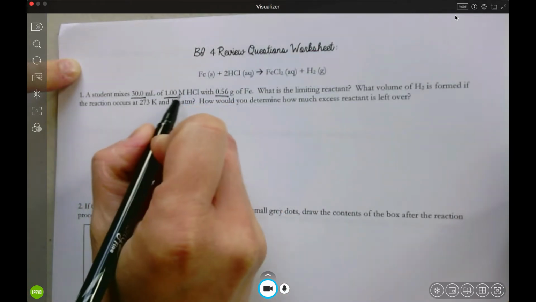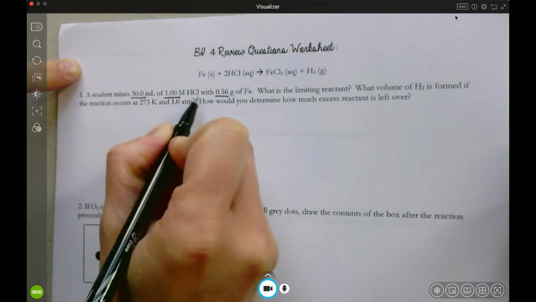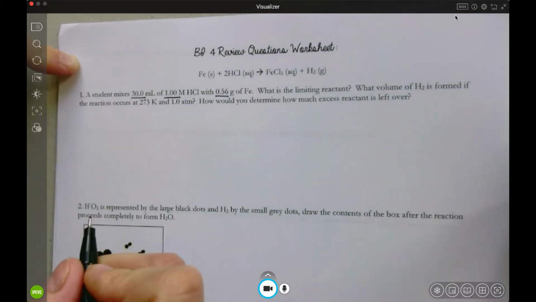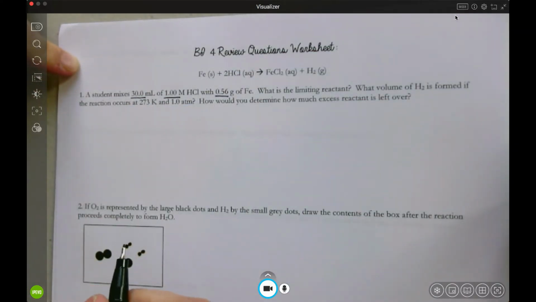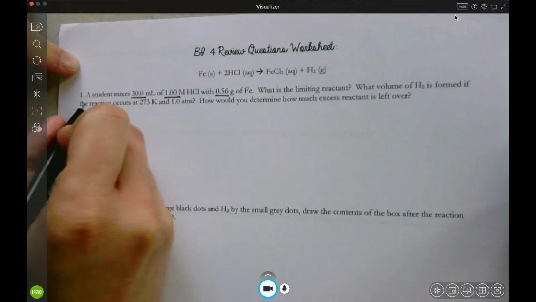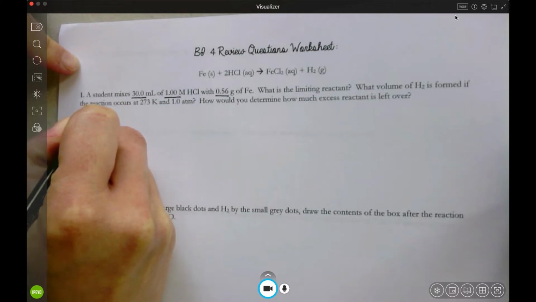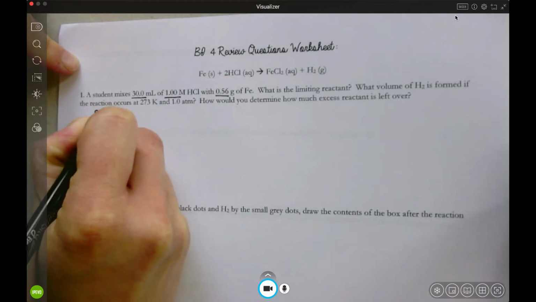The reason is because I give you two different amounts of reactants. I give you HCl and I give you iron. So to figure out what the limiting reactant is, you first have to figure out how much product each of these reactants will produce. I'm going to start out with HCl. I'm going to convert my volume into liters.